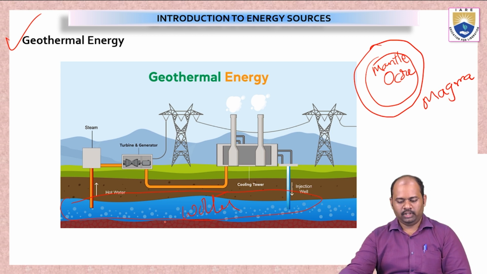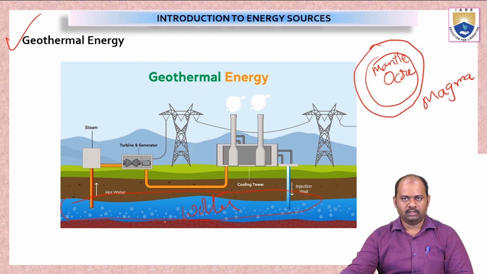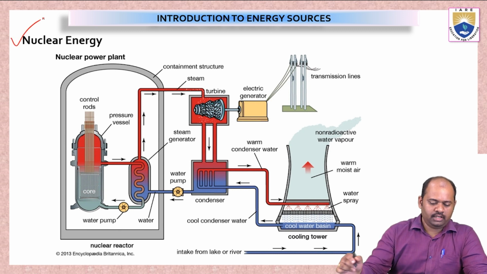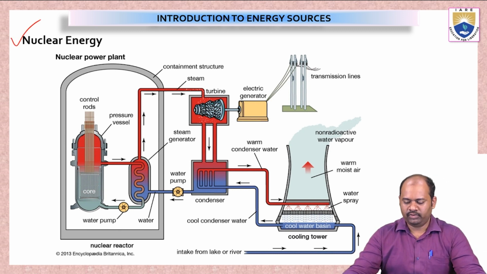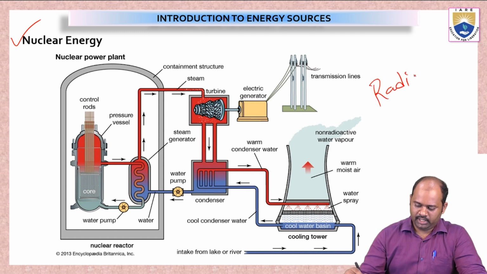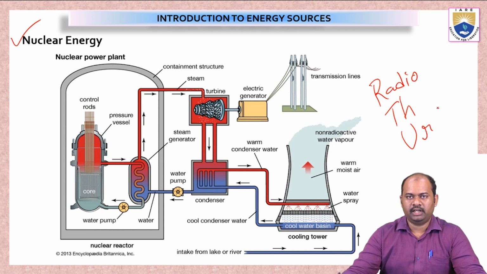Okay. So the inner surface of the earth is very hot. This temperature or this heat is being used to produce electricity. And the next one is nuclear energy. So here, nuclear energy is where we use some kind of radioactive element for producing electricity. Examples of radioactive elements are thorium, uranium, etc. There are many other elements which are radioactive in nature.